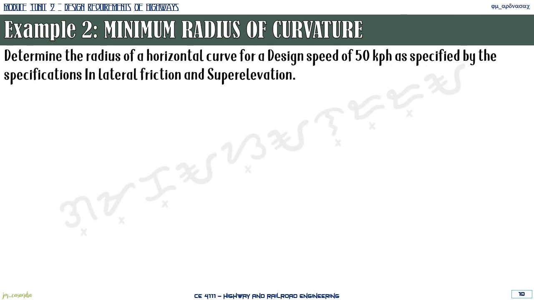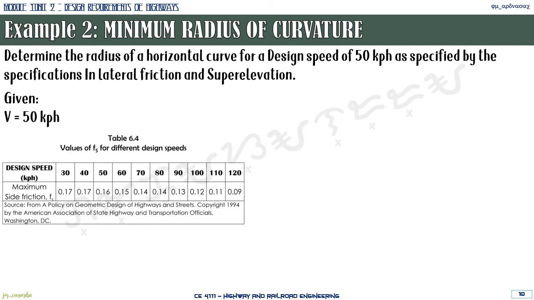Determine the radius of a horizontal curve for a design speed of 50 kph as specified by the specifications in lateral friction and superelevation. So in this problem, we are given the design speed equal to 50 kph. So for our lateral friction or side friction, this will be taken from table 6.4.